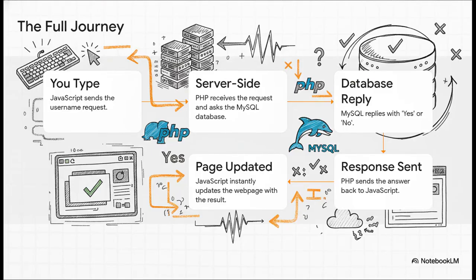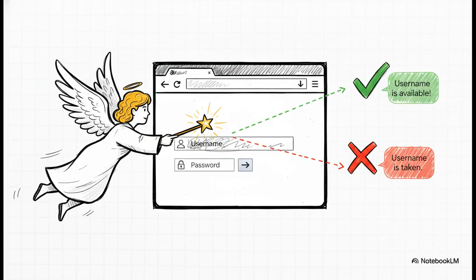So let's trace that entire round trip one more time, really fast. You type, and JavaScript sends the request. On the server, PHP catches it and asks the MySQL database. The database replies with a yes or no. PHP sends that answer back across the internet, and JavaScript, which has been waiting patiently the whole time, catches it. This whole loop happens in just milliseconds. It's incredible.